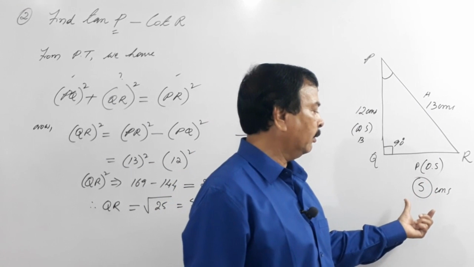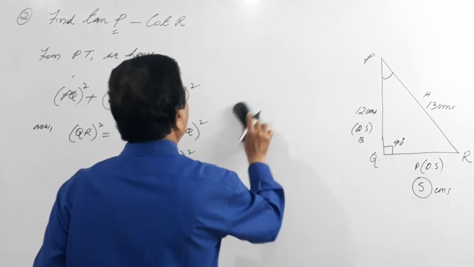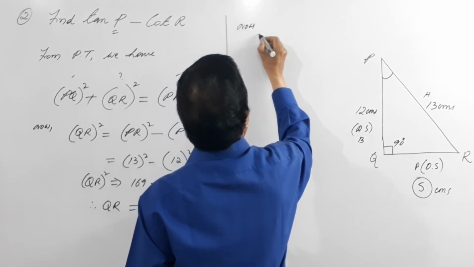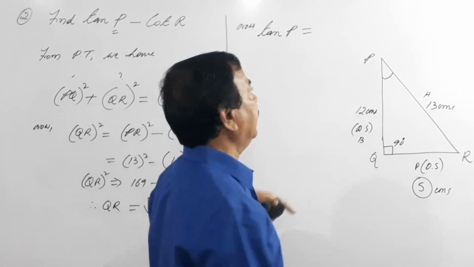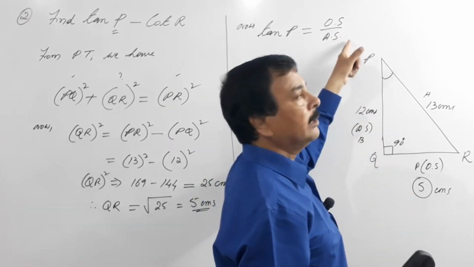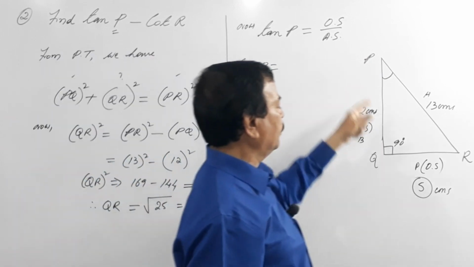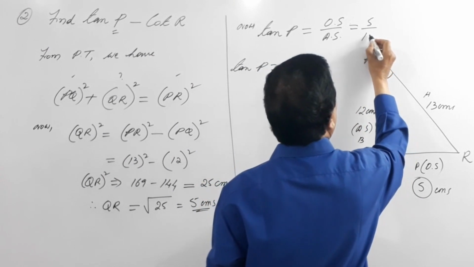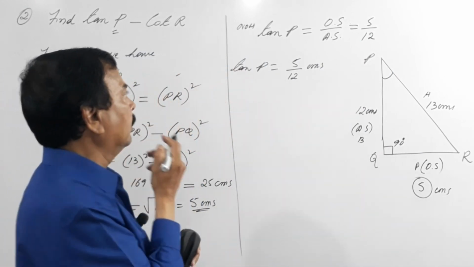Whenever you find something new, put it in a ring, put it in a circle, so that you have found it, identified it, whatever it is. Now what you want is tan p. Tan p equals what? Tan p is nothing but opposite side by adjacent side. The opposite side is 5 by the adjacent side, 12. Therefore tan p will be 5 by 12. Done. Now we have got tan p.